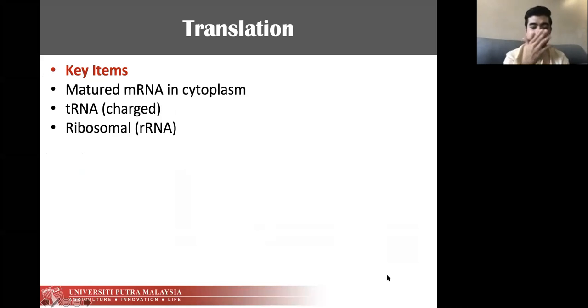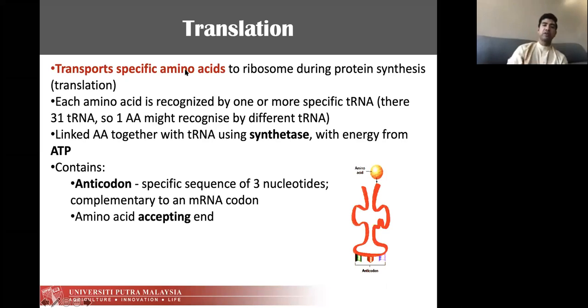Okay, can you see the slides? So in terms of translation, these are the key items: mRNA, tRNA, and rRNA, ribosomal. Okay, this is tRNA, charged tRNA. If it's charged, it cannot go in. The function of tRNA is to transport a specific amino acid to the ribosome during protein synthesis. Each amino acid is recognized by one or more specific tRNAs.